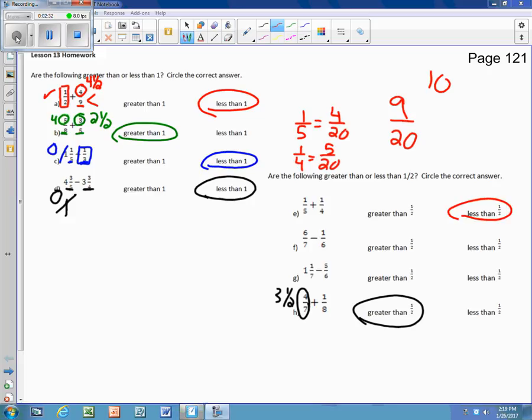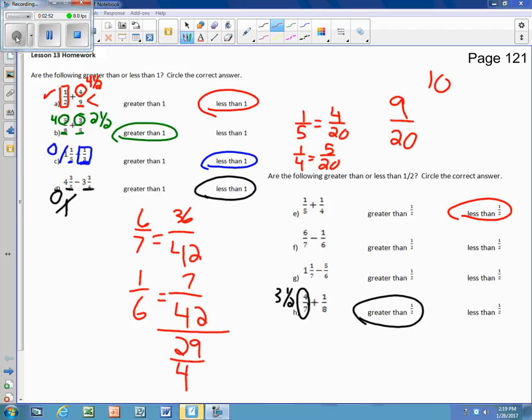So now we're going to look at letter F. And we have 6/7 minus 1/6. And we're subtracting these two. And we end up with 29/42. And half of 42 would have been 21, so this is greater than a half.